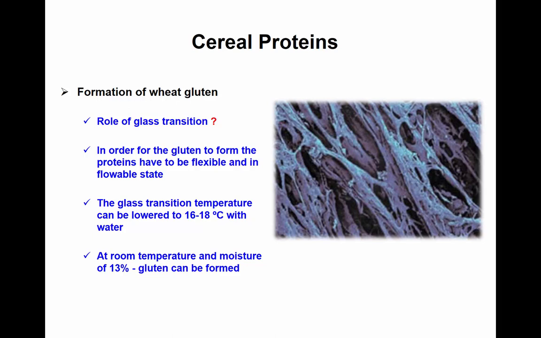Anyway, like I said, glass transition is basically going from glassy state to rubbery, or flowable, state. In order for the gluten to form, the protein needs to cross that, and to do so it needs to reach a glass transition temperature, which gets lower as you have more moisture. For wheat specifically, at 13% moisture, gluten can be formed at room temperature. Okay?